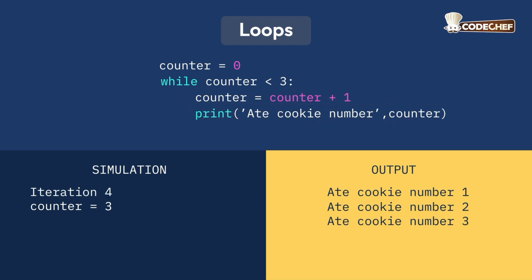In the fourth iteration, when the counter value is 3, 3 less than 3 is false. So the loop stops because the condition fails and the control comes out of the loop. No more iterations are performed.